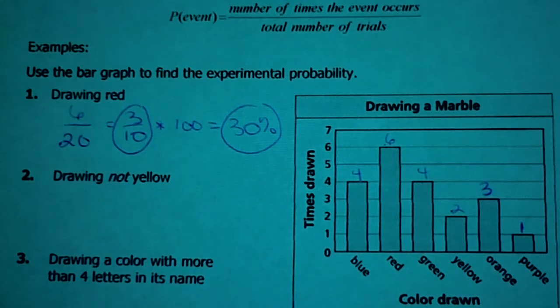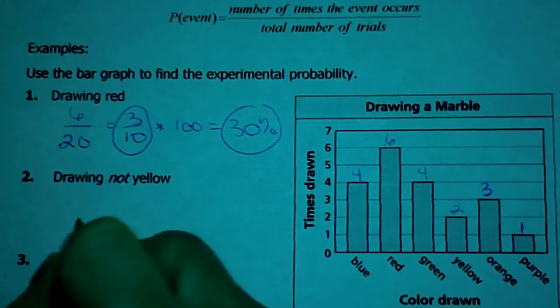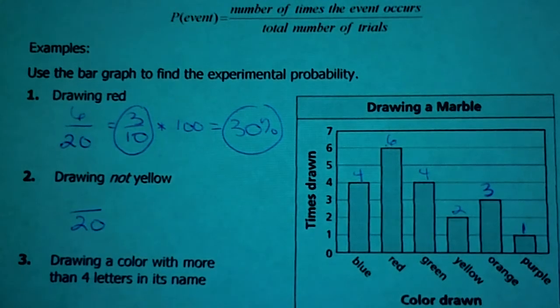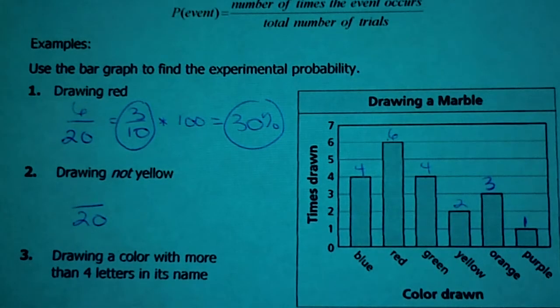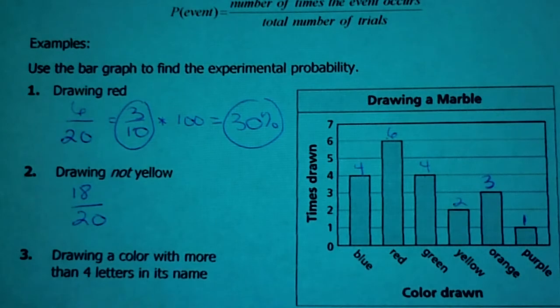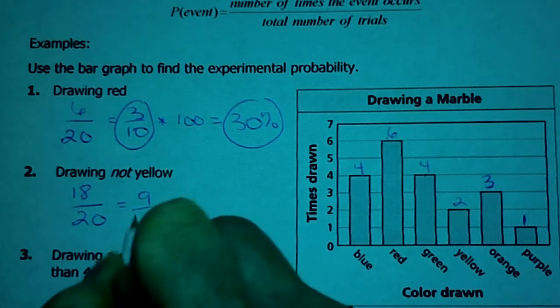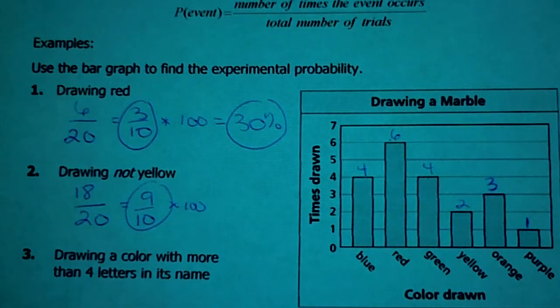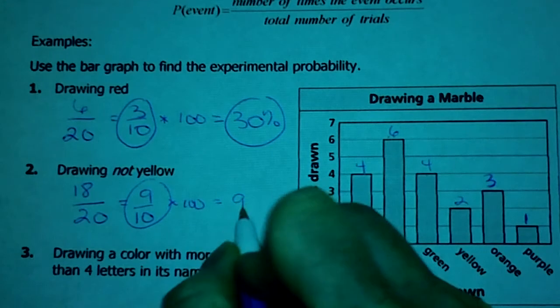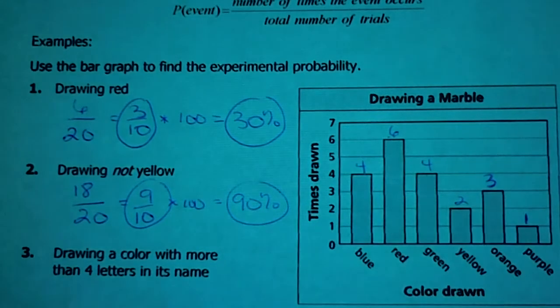Okay, number 2, I want to know the theoretical probability of drawing not yellow. I know it seems weird. What's kind of nice is we're dealing with the same data set, so I know that it's out of 20. And now I want to know how many of these trials were not yellow. Well, here's yellow. 2 of them were yellow. So if there were 20 trials and 2 of them were yellow, how many weren't? Yep, 18. And if I asked for that as a ratio, you could simplify that and just say, okay, 9/10. If I asked for it as a percent, you could just multiply that by 100. 9 divided by 10 times 100. And 90% of the trials were not yellow.